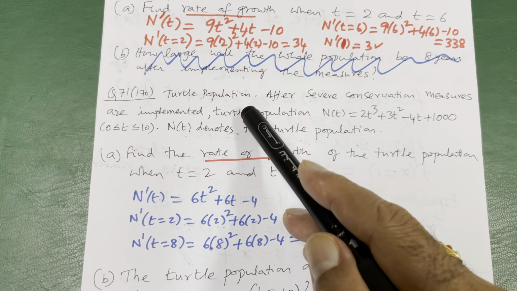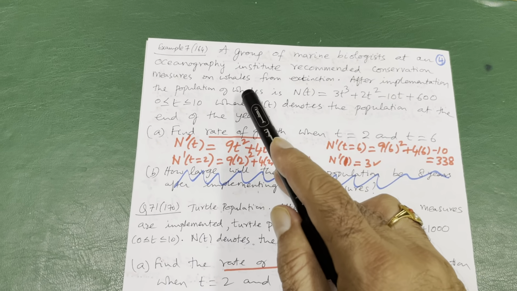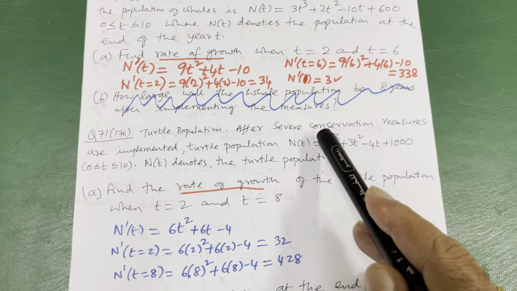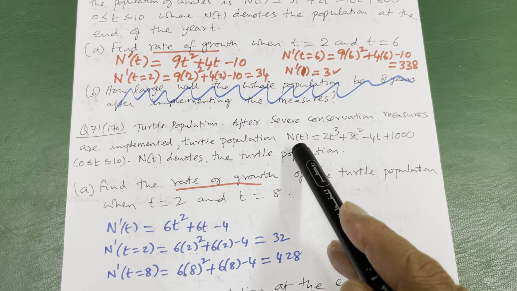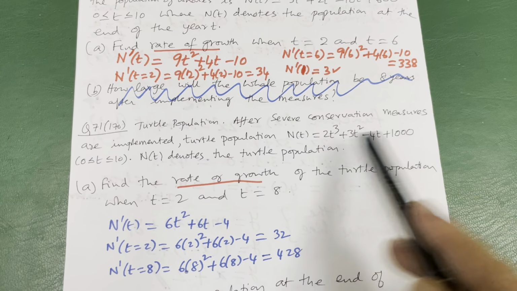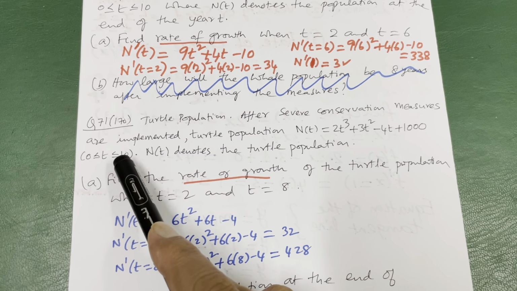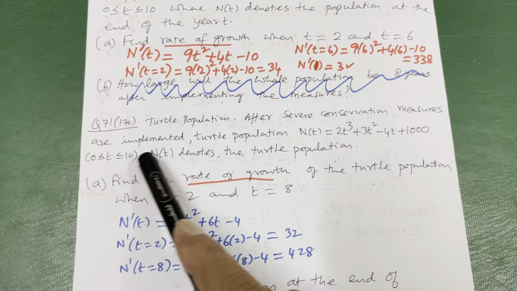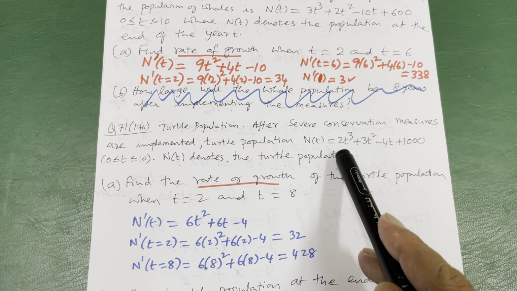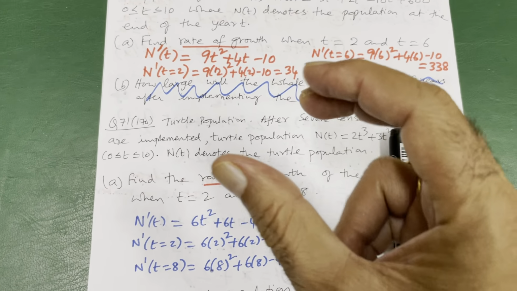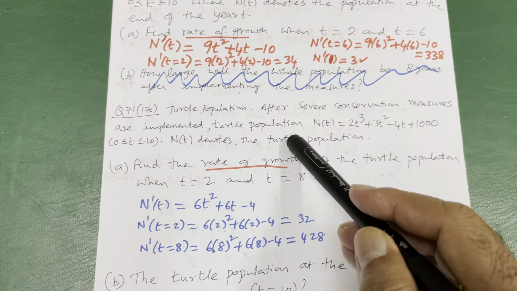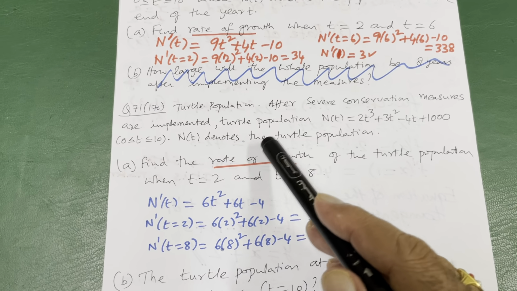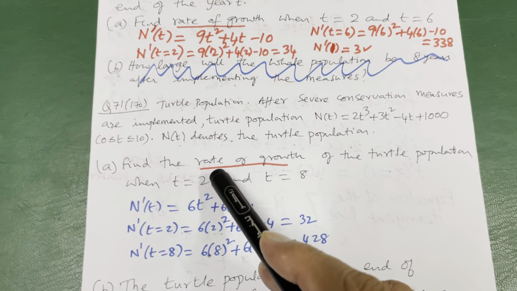Let us do one more. Turtle population. Here blue whale population, here turtle population. After severe conservation measures are implemented, turtle population is given by this formula, between 0 to 10, that is 10 years. First year, second year, third year, 10th year. N of t denotes the turtle population. Turtle is a small fish-like animal; you must have seen it in an aquarium. Normally we keep it. Find the rate of growth.